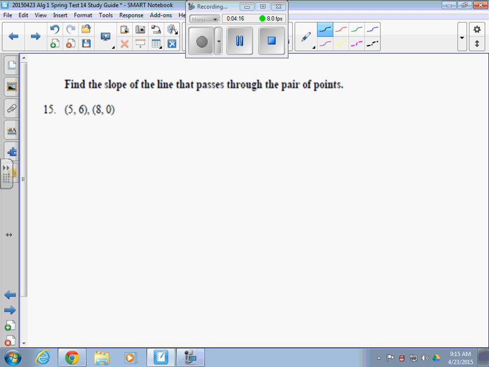Number 15 tells you to find the slope through these pairs. Remember, your slope formula is the change of y, y sub 2 minus y sub 1, the difference of them, over your change of x, x sub 2 minus x sub 1, the difference of those. Remember, these two are both y, 6 and 0. Most of us look at the second one and we say, okay, 0 minus 6.